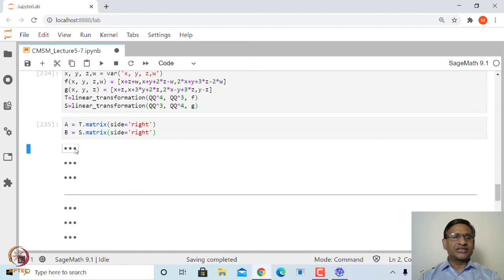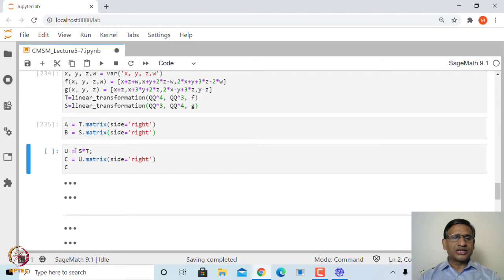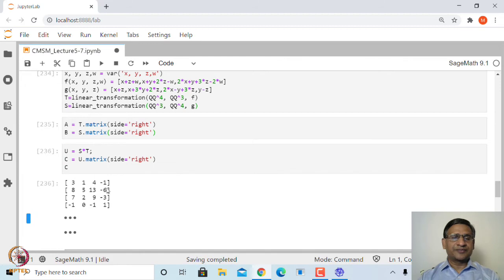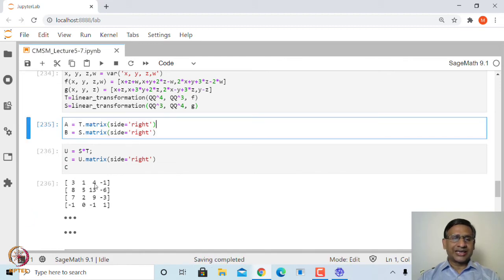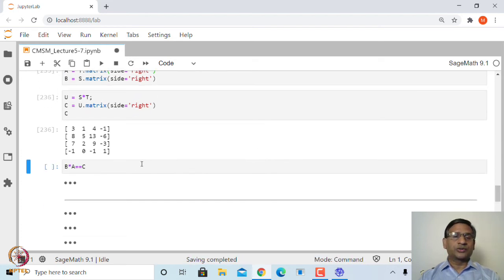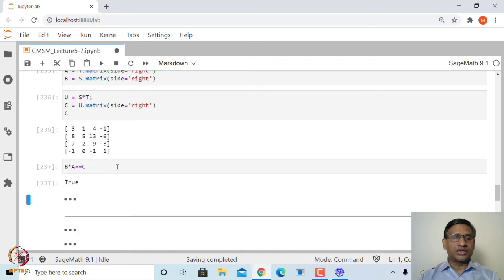Now let us declare the composition. The composition of S and T is nothing but S star T. Similarly, the sum will be S plus T. Now let us find the matrix of this U, which is S composite T, with respect to the standard basis. So this matrix is this. Here you can also print what these matrices A and B are. Now let us check whether B into A is equal to C. That is what we wanted to prove, and the answer is yes, it is true.